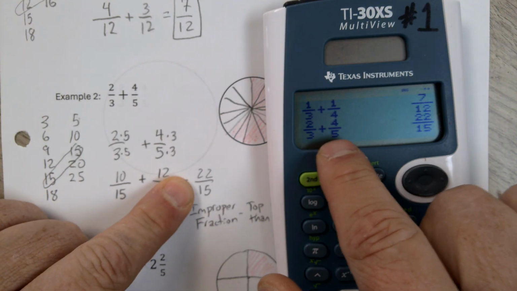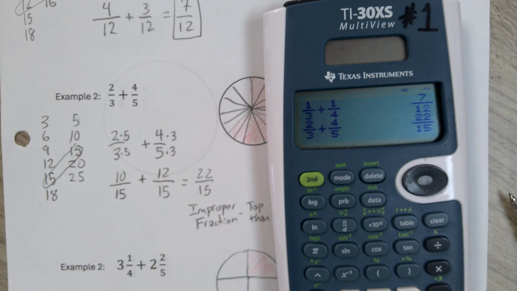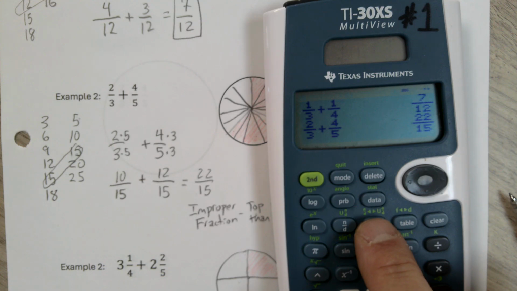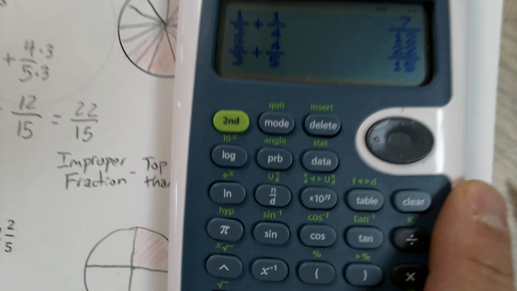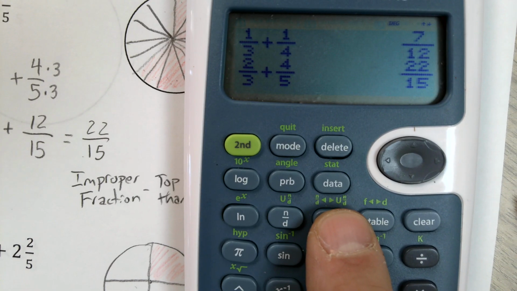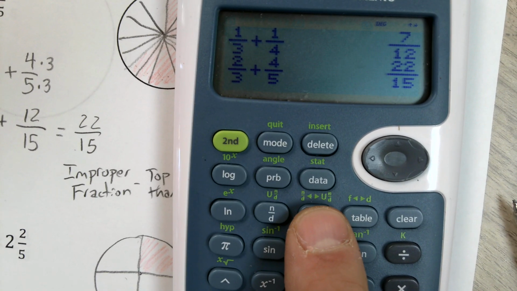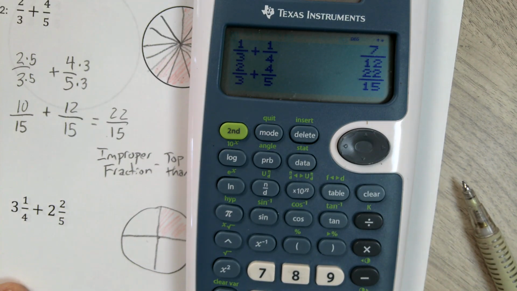And this will always give your calculators an improper form. So how do I convert it? Well, if you look above this button right here in green, it says n/d. See if I can zoom in a little bit on that for you. It says n/d, and then n/d. So this will actually convert from a mixed to an improper.